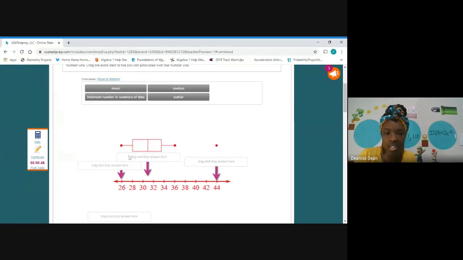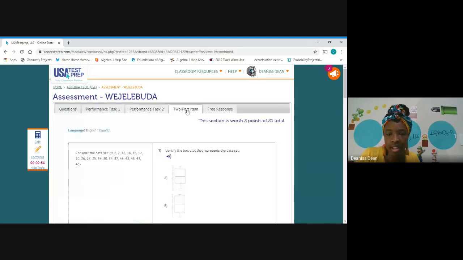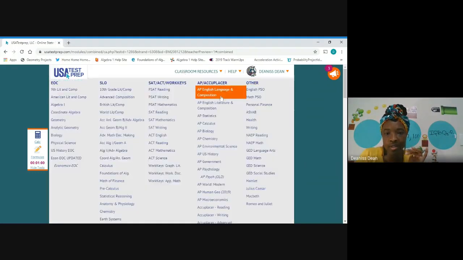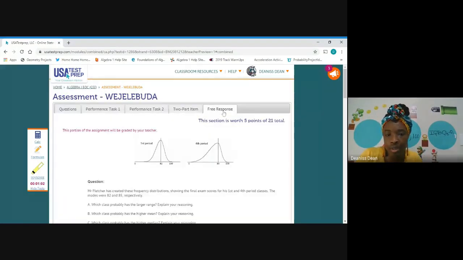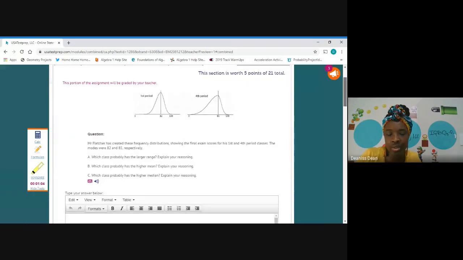Identifying those things on this number. And what would be the outlier? All right, your 2-part question, what would the box plot be? Remember, you can create this on Desmos. So remember how I had the Desmos things there. And your free response question, this is kind of what I want to look at too.